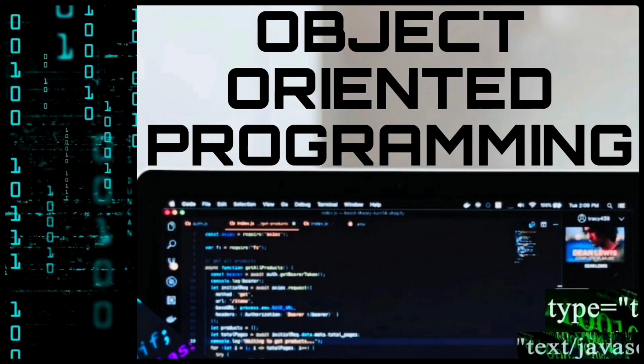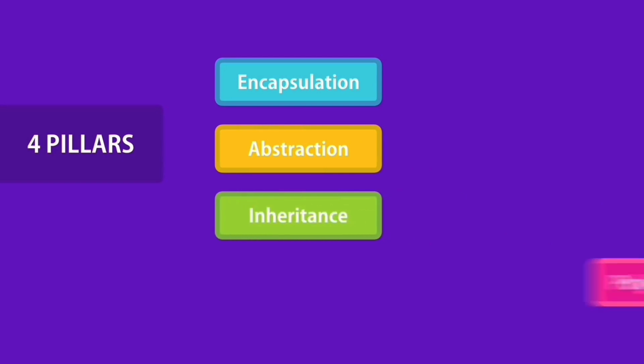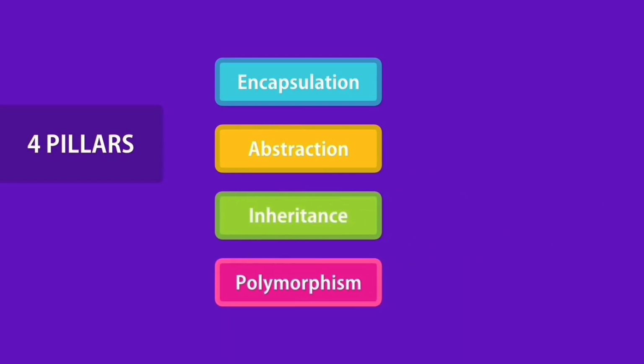Everyone, we will learn the four basic concepts of object-oriented programming. They are encapsulation, abstraction, inheritance, and polymorphism. Let's see each of these concepts.